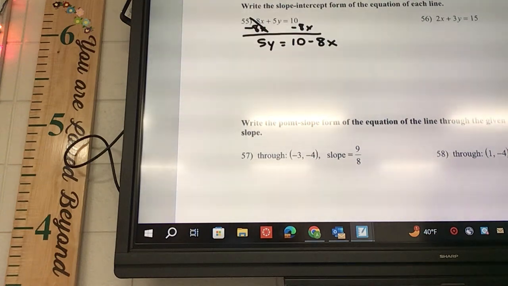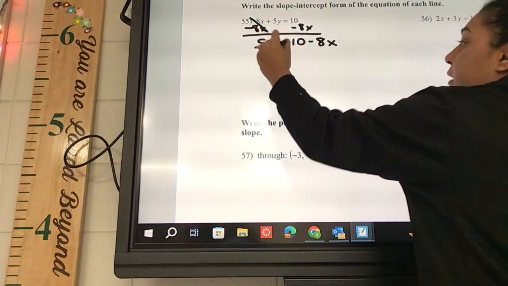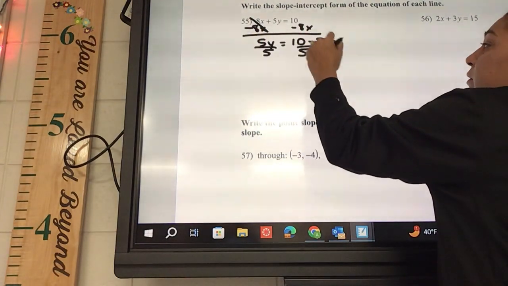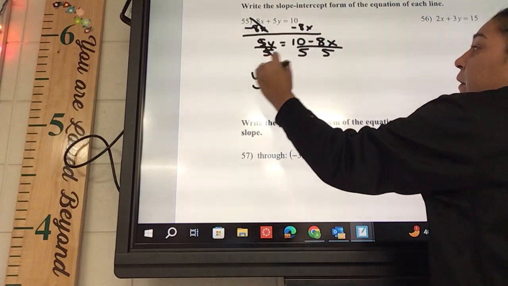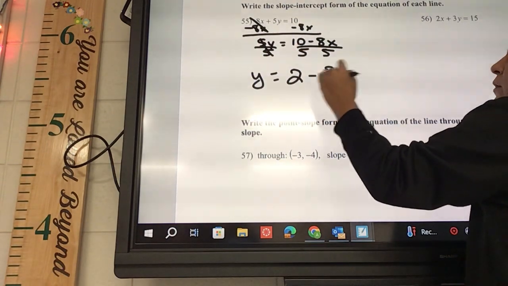Okay, so you're always going to subtract the x's and then divide by the number that is next to the y. And in this case, it's a 5. So we're going to say divide by 5. And we need to do that to all of these pieces. Okay, so 10 divided by 5 is 2. And then this other part is going to be 8 over 5x.